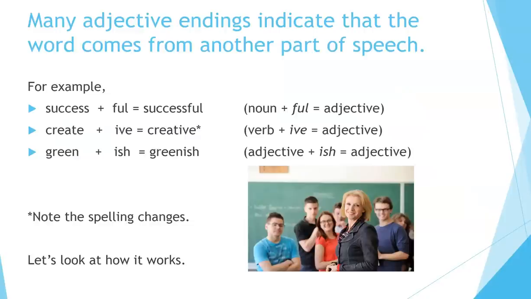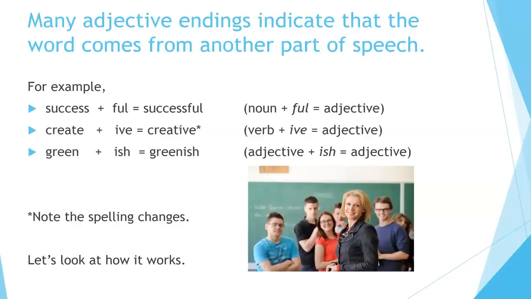Many adjectives and adjective endings indicate that the word comes from another part of speech. For example, success plus full equals successful. Noun plus full equals adjective. Create plus IVE equals creative. Verb plus IVE equals adjective.